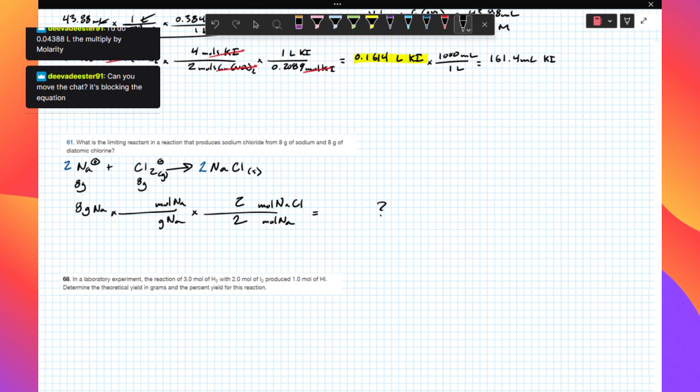So the mass of sodium is 22.99 grams per mole. So we take 8 divided by 22.99 times 2 divided by 2, which would be 1. So straight across, we can just ignore that. Gives us 0.34797. So we'll go 8, 0.348 moles of NaCl.